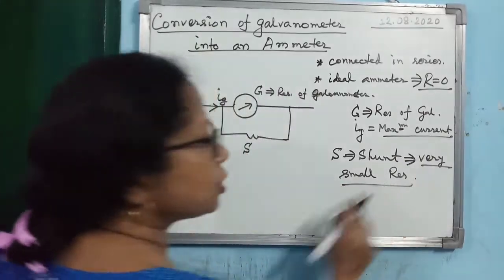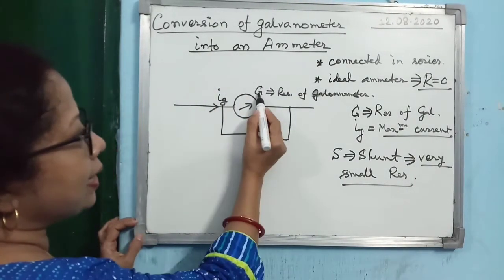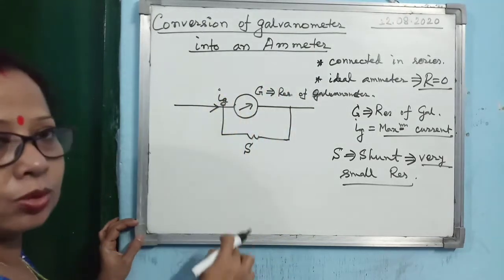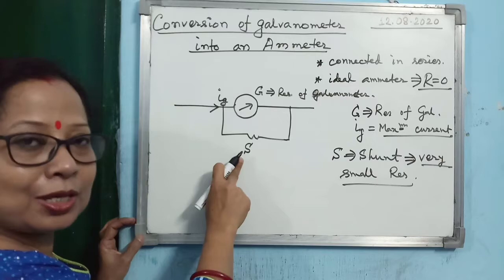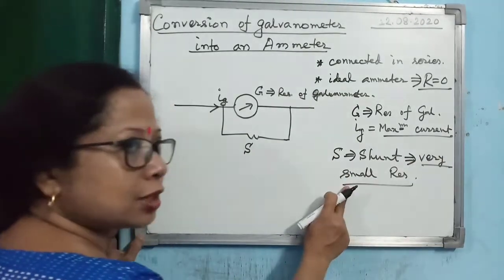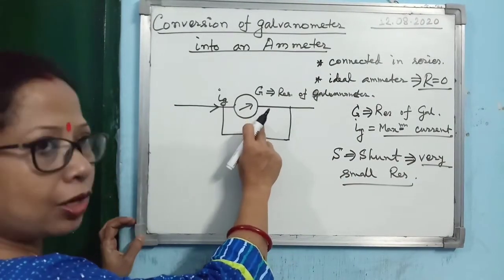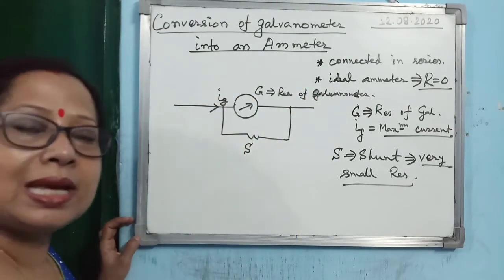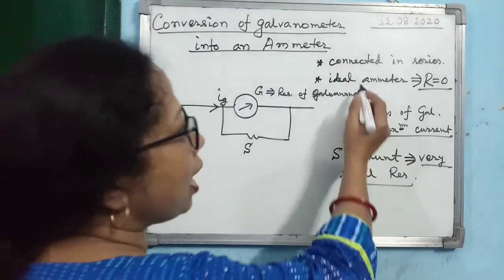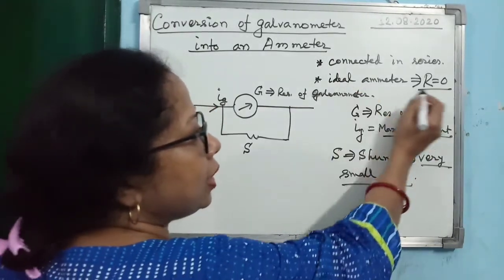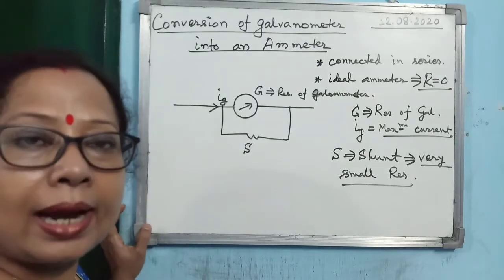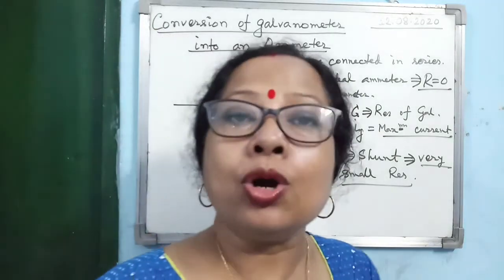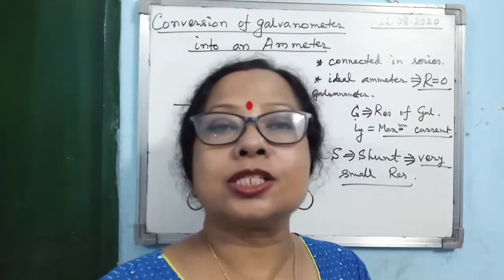Why have I written very small resistance? Now you see, when you connect G and S in parallel, then the equivalent resistance of this one will be less than S. So you see, already you have taken S very small, and when you connect it to the galvanometer, the value of the resistance becomes still smaller. Means you are approaching the condition that the resistance of the ideal ammeter is 0. We cannot make the resistance 0. We are making it as small as possible.